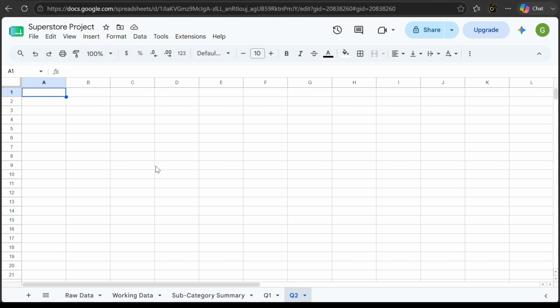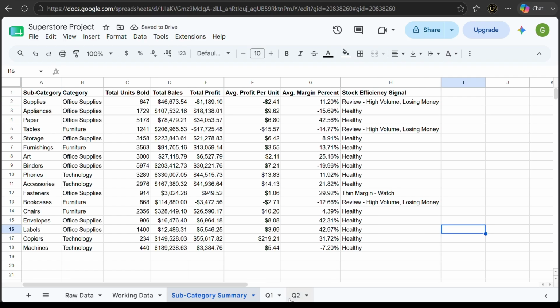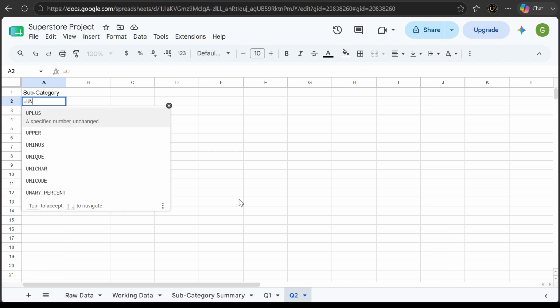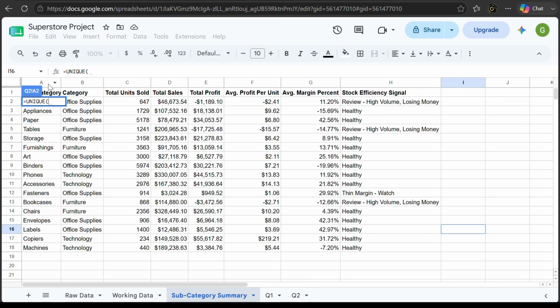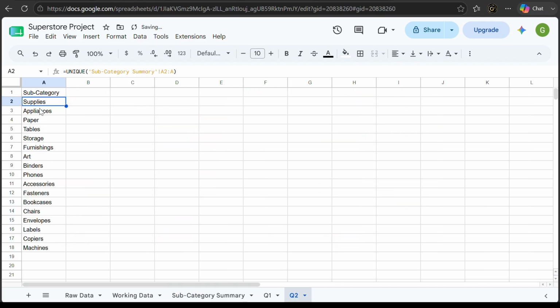I've added my tab to answer Q2. Then let's create a subcategory column, and of course I'm working from my subcategory summary table. Instead of typing all the subcategories, I'm going to use UNIQUE and open my brackets. I'm going to select everything in column A, but I'll be specific and say A2 because I don't want the header. I press enter, and you can see all my subcategories have magically appeared in column A here.